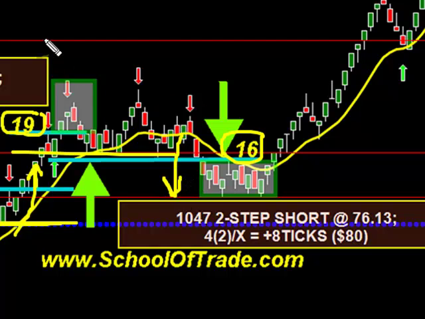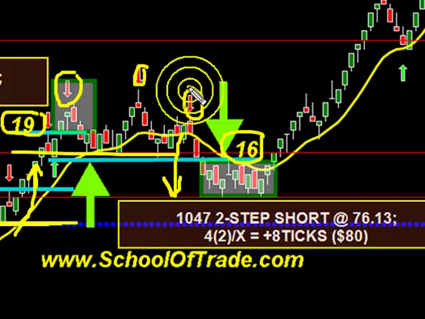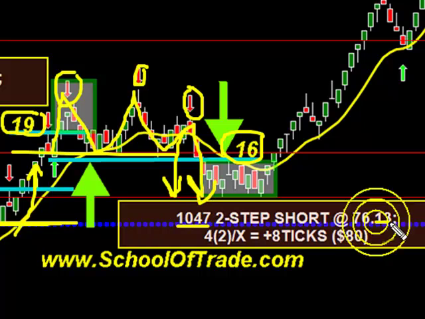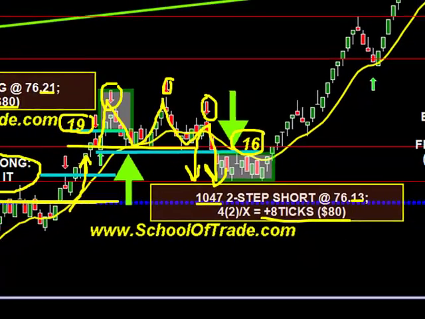Looking for, as you guys can see, 1, 2, 3 triple tops. Looks like a pretty nice head and shoulders pattern, right? There's your head, there's your neckline. And of course, when we break below that, there's your 2-step short, 10:47. 13 was the fill. We took another 8 ticks out of the market for their 80 bucks there on that back-to-back winning trade. So 16 ticks there in a matter of 10 minutes on the crude.